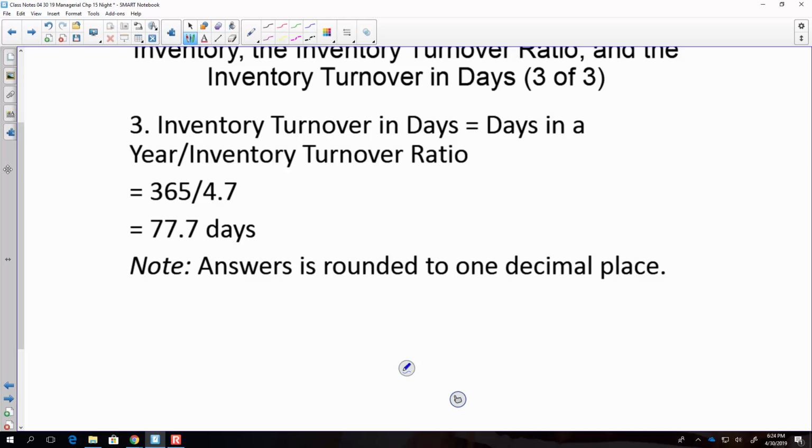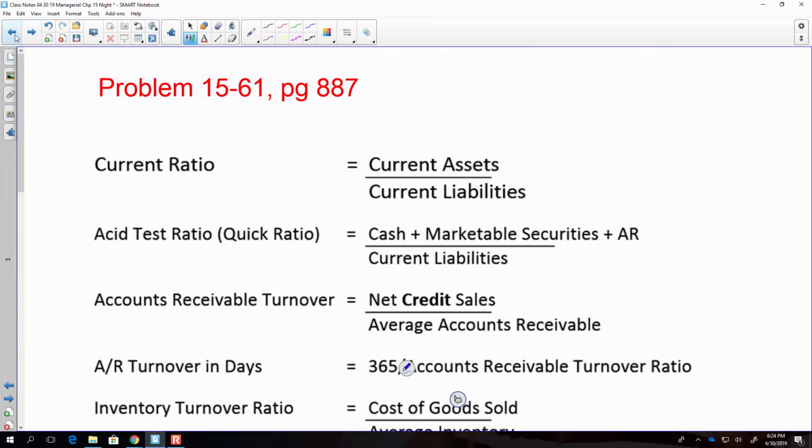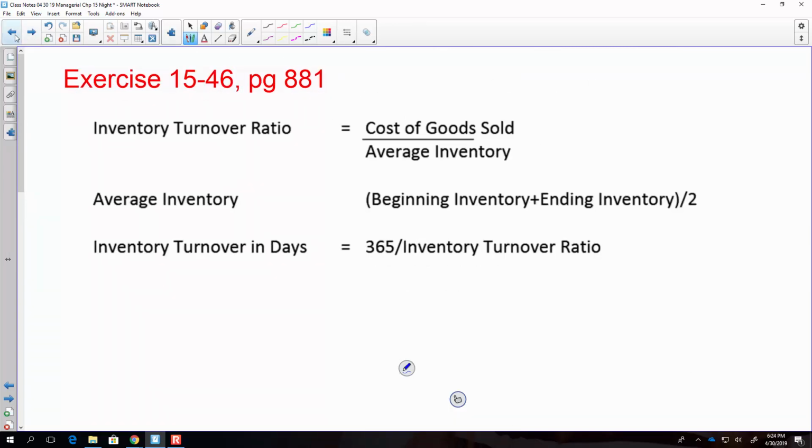So for some companies, maybe that is a good ratio. It really depends on the industry that you're looking at. Our problem for this is problem 46. 46 is our problem.